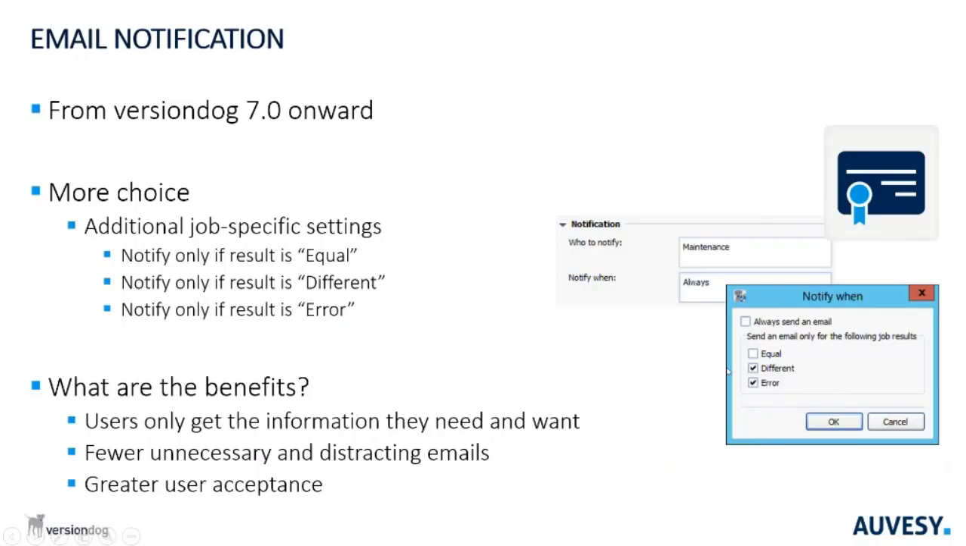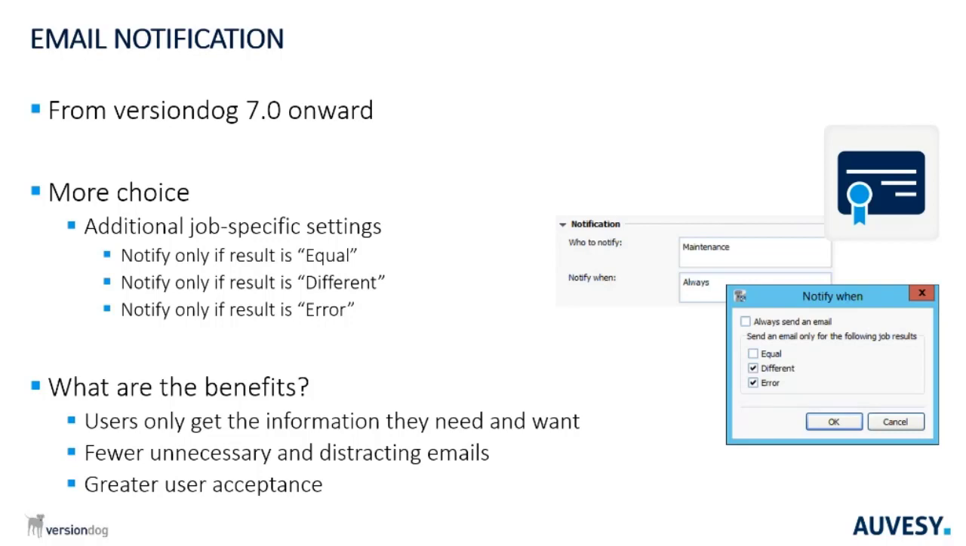So our next topic is going to be the email notifications and what has changed there. This has also been available since versiondog 7.0. The noticeable difference that has been implemented is that you can now determine if an email will be sent to someone for more specific reasons. It used to be such that we could only really determine if you would send an email for every job that was executed, or if you could send out a daily summary. But now we have more control.